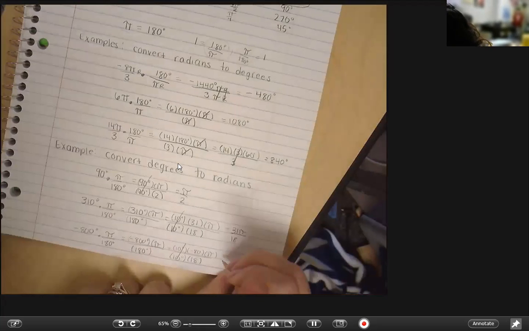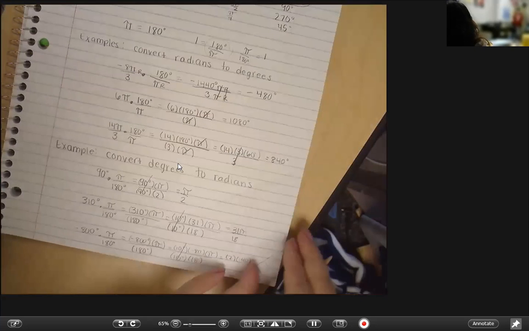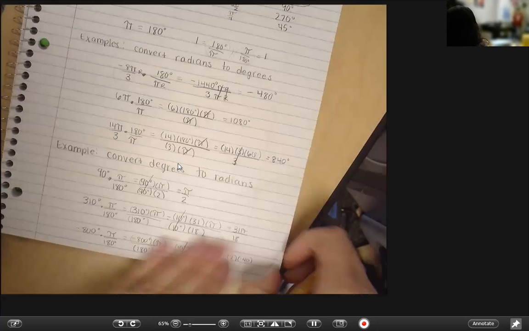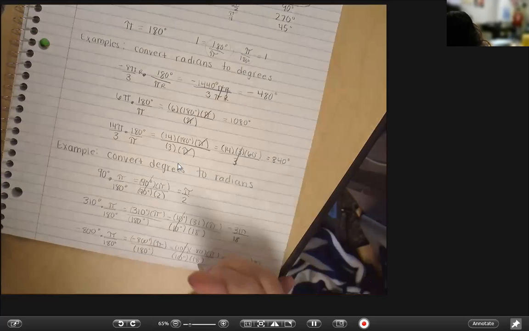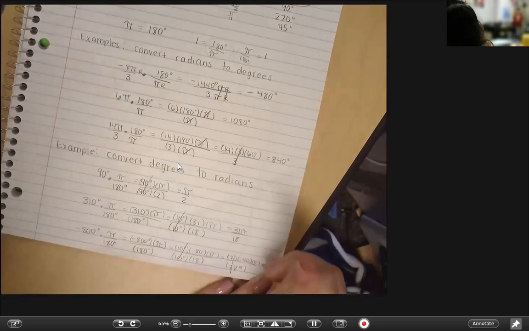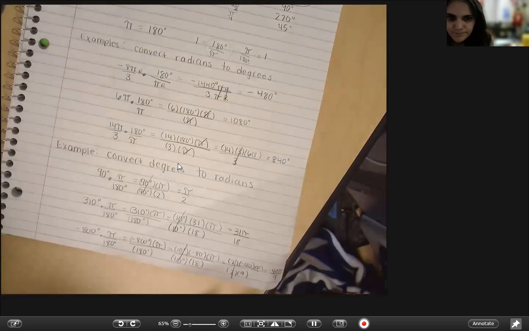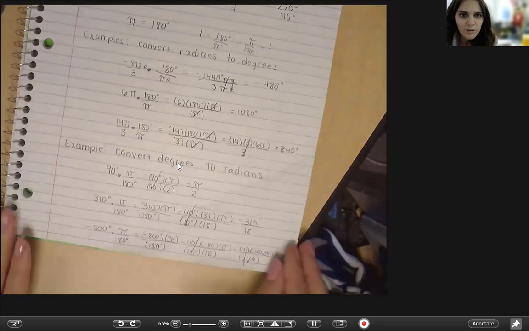as 2 times negative 40 times pi over, and I said 18 is the same thing as 2 times 9. Then you can cancel out your 2's, and you'll be left with negative 40 pi over 9. All right, well, that should help you figuring out how to convert angles to degrees.